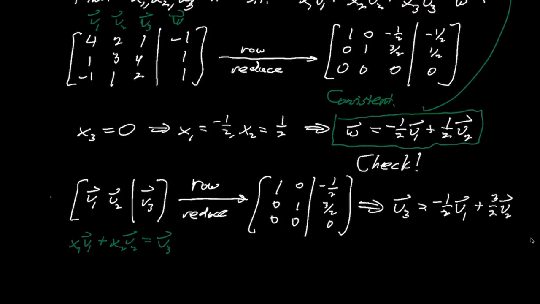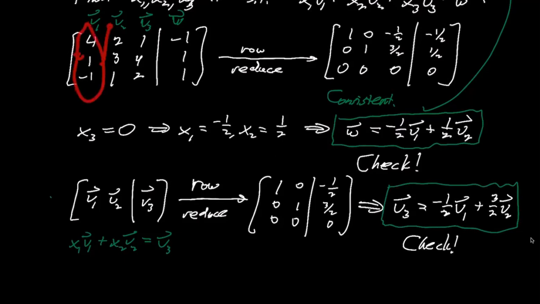And again, this is something you should check. It's sort of satisfying to see this. V3 is actually itself a linear combination of V1 and V2. And that means interesting things, right? So if you think about it, V1 and V2 definitely point in different directions in space. One's not a multiple of the other. But V3 is some sort of linear combination of V1 and V2.